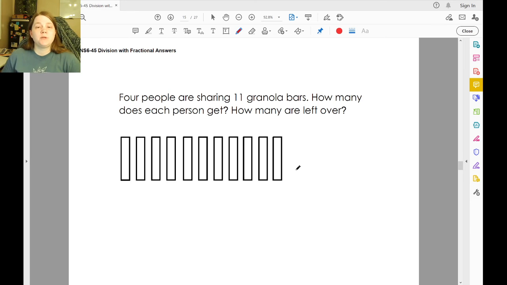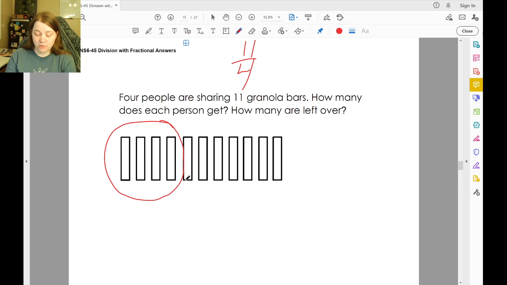Let's say 4 people are sharing 11 granola bars. That's 11 divided up by 4 people. How much does each person get and how many are left over? Granola bars are pretty much all the same. I mean, they're not, but in this story they are. Which means, why am I going to split up each granola bar into fourths? That just seems silly. Instead, I'm going to circle 4, and I'm going to say everybody gets 1 out of this group. I'm going to circle the next 4, and I'm going to say everybody gets 1 out of this group. So I would get this granola bar, and I would get this granola bar.